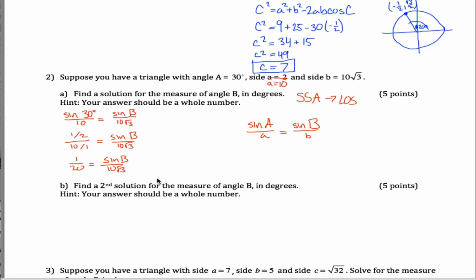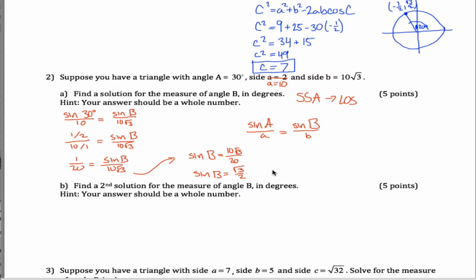So now if I multiply both sides by 10 root 3, I'll get that the sine of B is equal to 10 root 3 divided by 20. In other words, the sine of B is equal to root 3 over 2. It says find a solution for the measure of angle B.